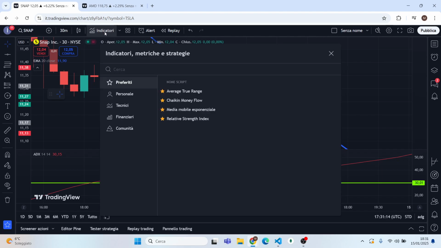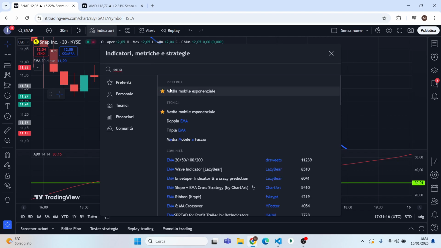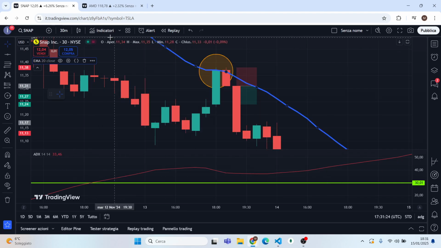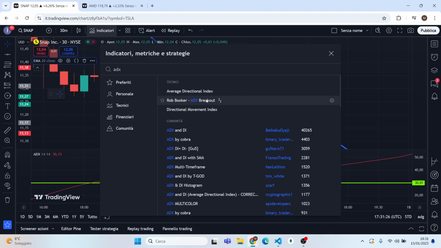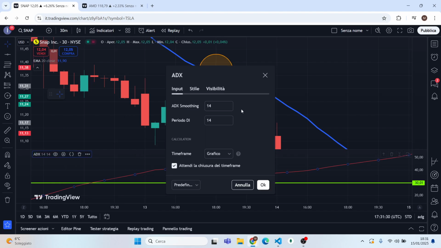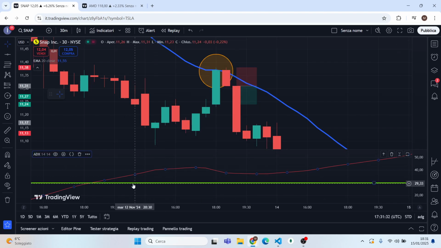The first indicator is the EMA. You go here, click on this one, and then set it to 20. Then you will need the ADX, this indicator, and the settings are the default ones. And then you have to plot on your chart a horizontal line at the level 30. After that, you are almost ready to trade.